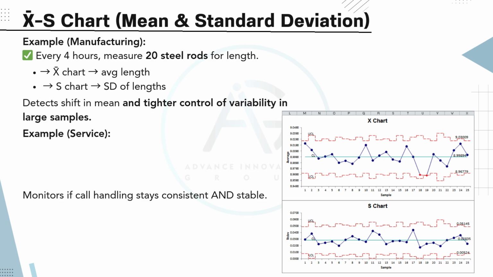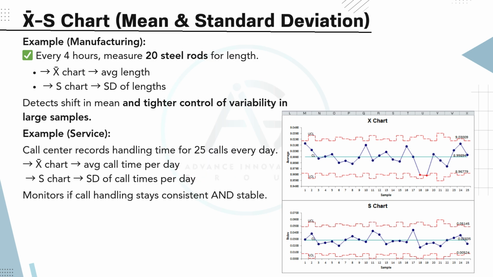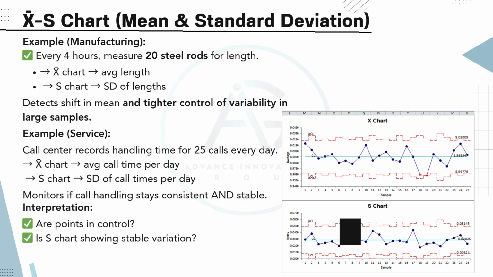Example: service. A call center records handling time for 25 calls every day. X chart, average call time per day. S chart, standard deviation of call times per day. Monitors if call handling stays consistent and stable. Interpretation: are points in control? Is the S chart showing stable variation?